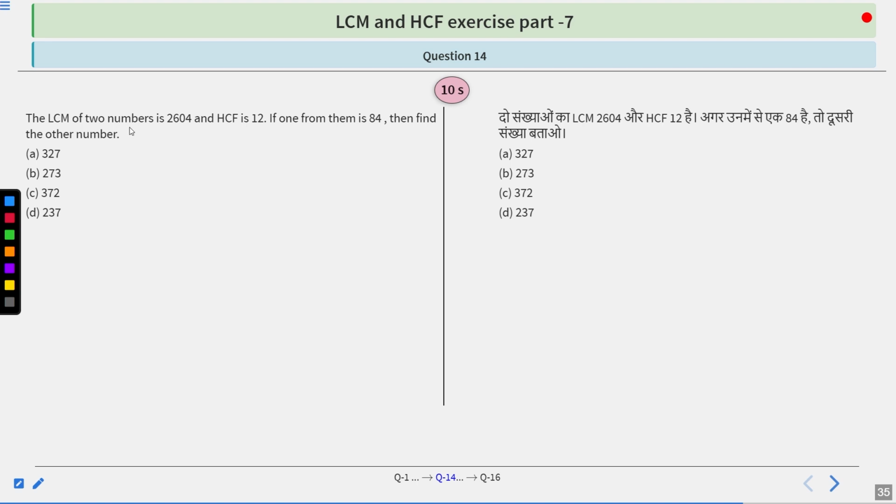The LCM of two numbers is 2604 and HCF is 12. If one of them is 84, then find the other number. Options are 327, 273, 372, or option number D is 237. These are the options.